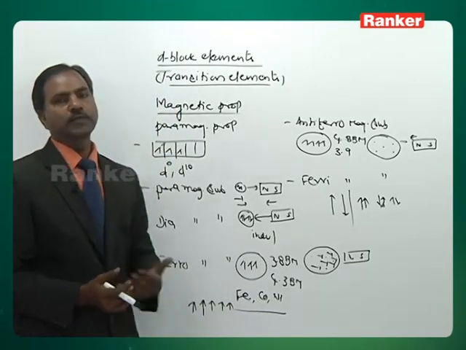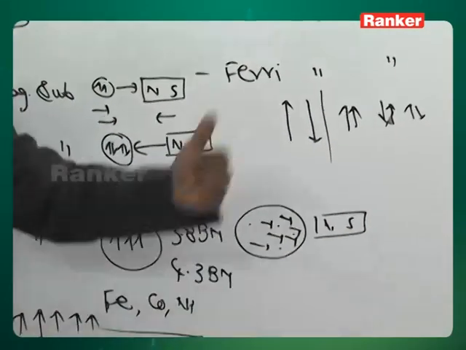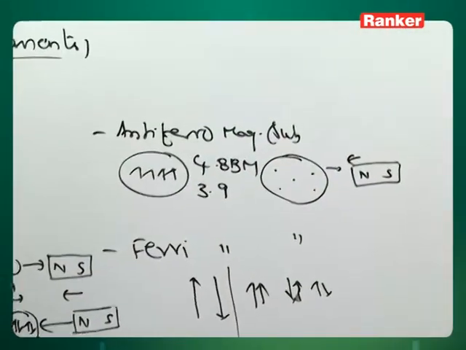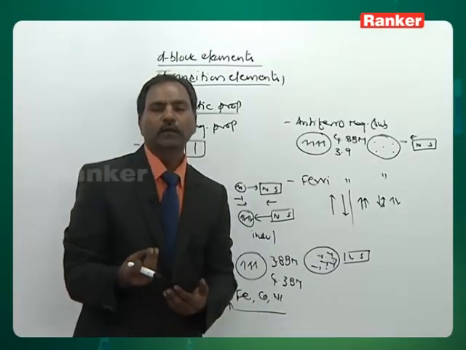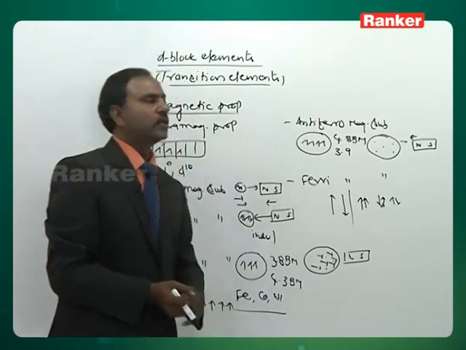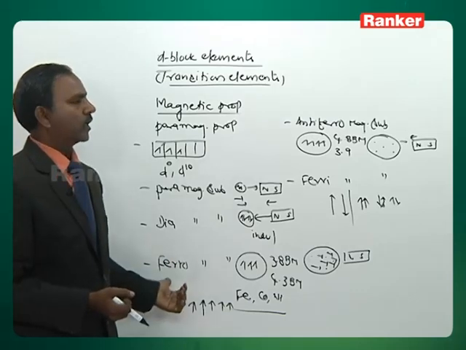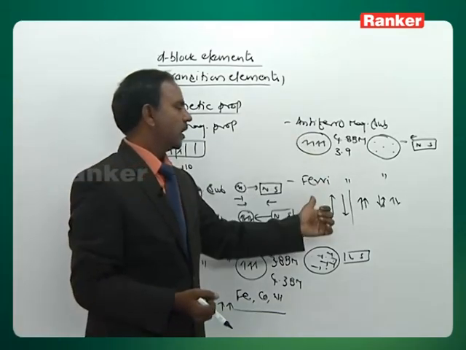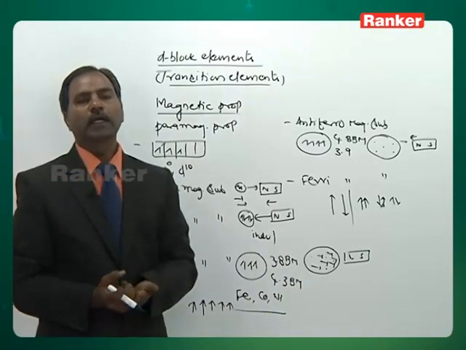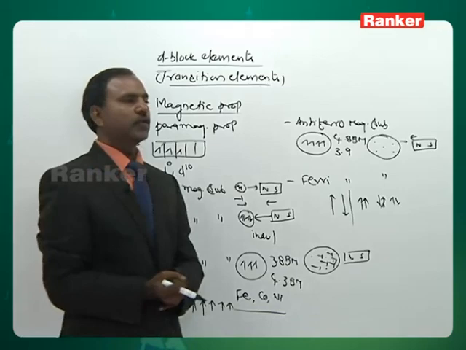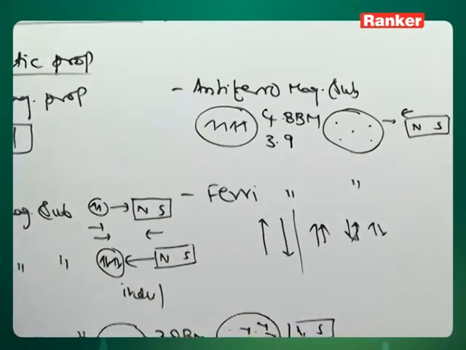So, ferromagnetic substance exhibits greater paramagnetic moment than expected. Antiferro exhibits lesser paramagnetic moment than expected. Ferrimagnetic substance exhibits slight paramagnetic moment. Like this, ferromagnetic, antiferromagnetic and ferrimagnetic substances, different types of magnetic substances are there. Next we discuss what are Curie temperature and Néel temperature.